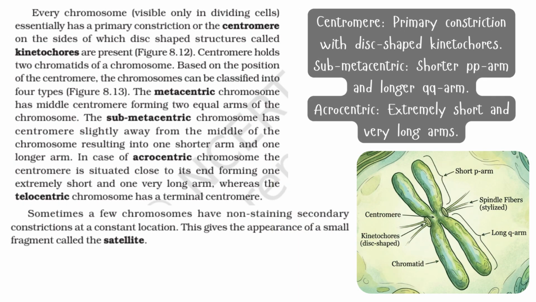Chromosomes have a primary constriction called the centromere, with disc-shaped structures called kinetochores on its sides. Based on centromere position, we classify them into 4 types. Metacentric has a centromere in the middle. Submetacentric has it slightly off-center, creating a shorter P-arm and a longer Q-arm. Acrocentric has it close to the end, leaving one extremely short arm. Telocentric has a terminal centromere. Additionally, some chromosomes show a non-staining secondary constriction called a satellite.